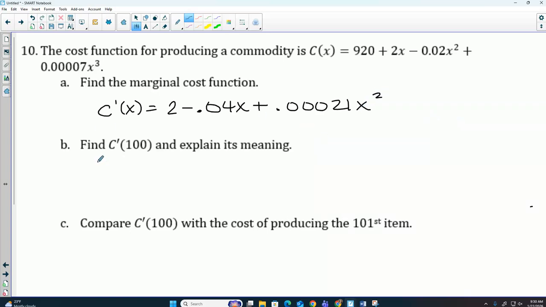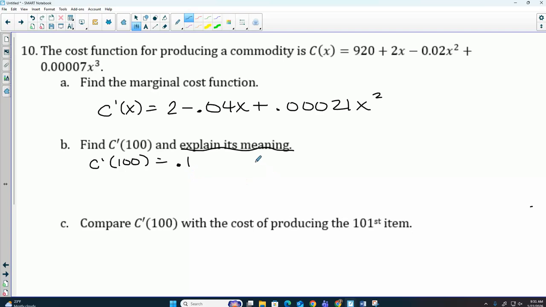Part B, C prime of 100, just means you plug 100 into the derivative you just found, and we're getting a little short on time, so I'm not going to show quite as much. We get 0.1. Does everyone understand where that came from? Okay, explain its meaning. That's what I really am looking at here. Does this mean my cost is 10 cents to produce 100 items?